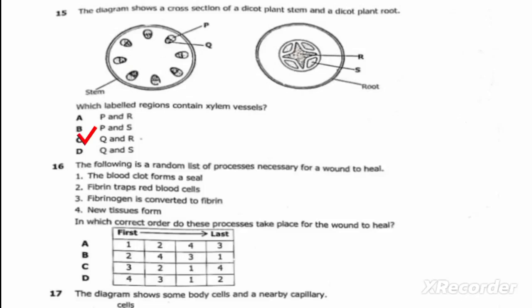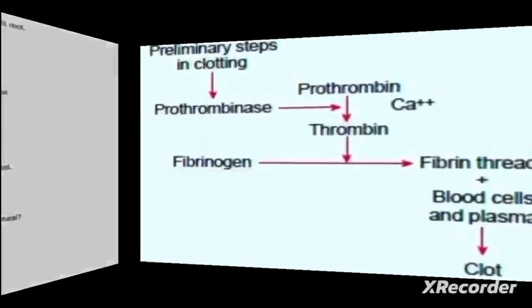The blood forms a seal. 2. Fibrin traps red blood cells. 3. Fibrinogen is converted to fibrin. 4. New tissues form. In which correct order do these processes take place for the wound to heal? So they want us to give the correct order.